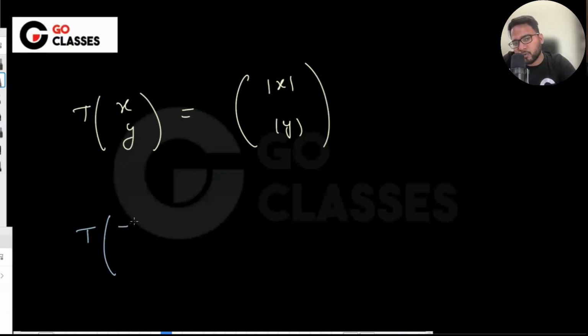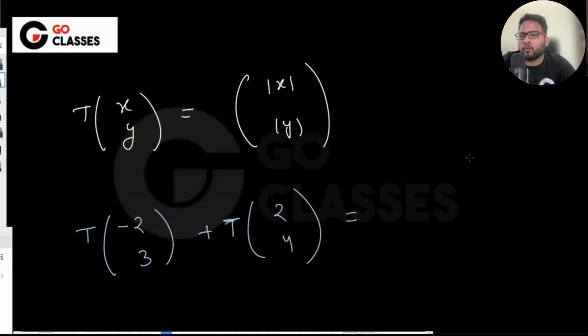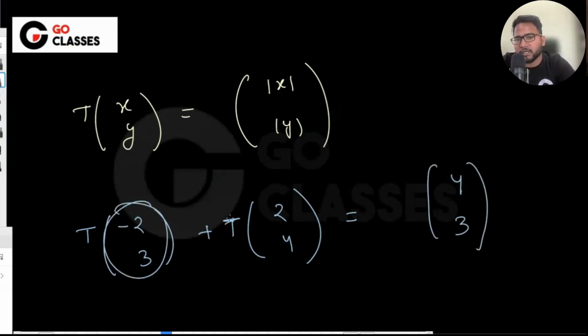Okay, let me just take two vectors, -2 3 and 2 4, and apply T to each. What is T of this and T of this? You will say it is 2 plus 2, 4, and 4 plus 3, 7, isn't it? Is this okay to everyone? After transformation, it will be 2 3. After transformation, it will remain 2 4. So the addition will be, sorry, 4 and 7, right? Is this okay?